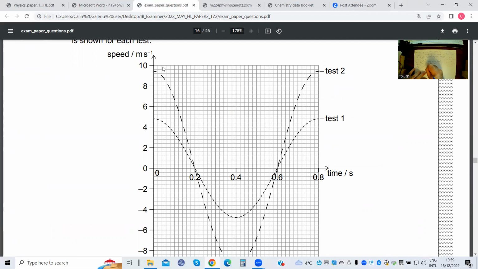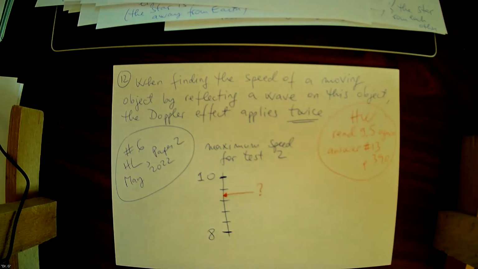Okay, well, look, I have the graph. 5 divisions between 8 and 10. Yeah, 5 divisions between 8 and 10. And the maximum speed shows up somewhere in the middle of this division. What is the value here? Okay, if you read this number correctly, you get 1 mark point.